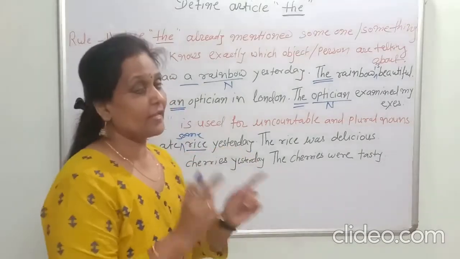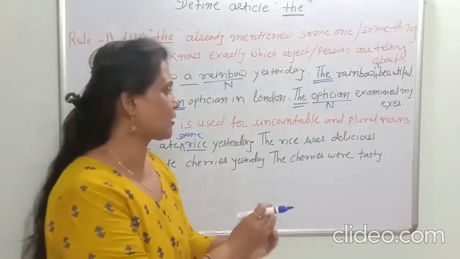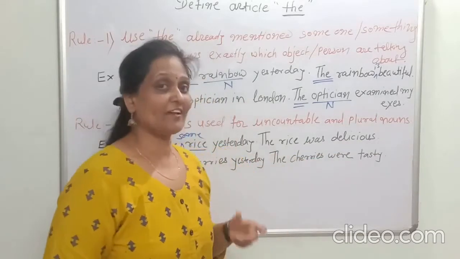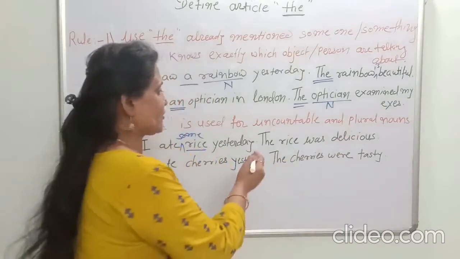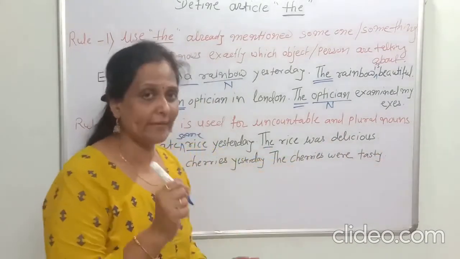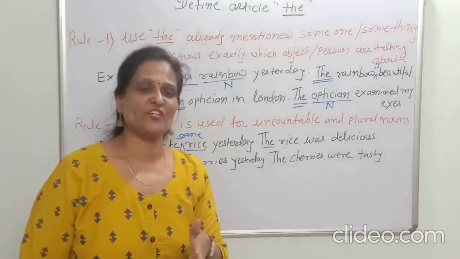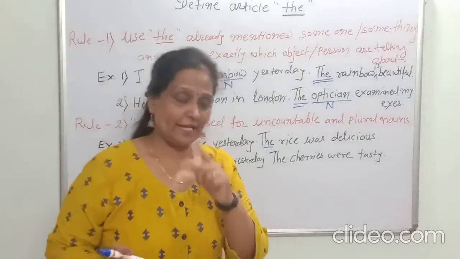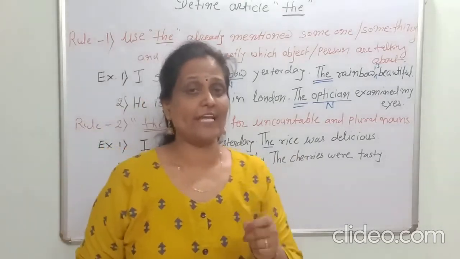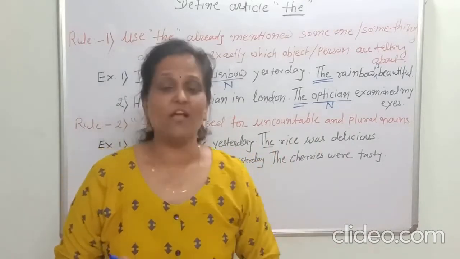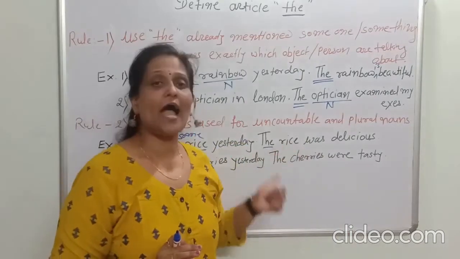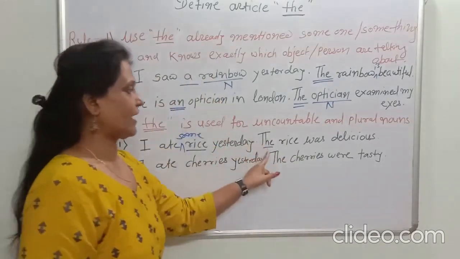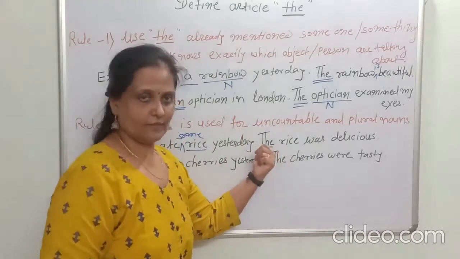I ate rice yesterday. Now I am talking about the rice, and I continue to talk about the rice: the rice was delicious. I ate rice yesterday, and the rice was delicious. Why do I write the in this second sentence? Because in the first sentence I already mentioned the uncountable noun rice. In the second sentence, I am talking about the noun exactly which I know, which the listener knows, which the reader knows, and that's why we have to write the in the second sentence. So we already mentioned rice here, so we have to write the rice was delicious.